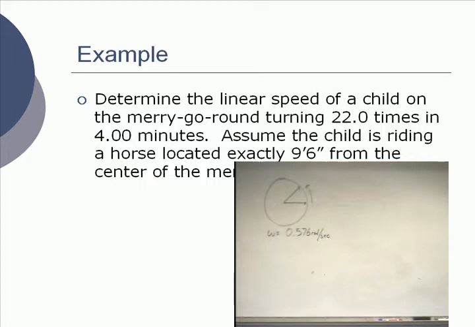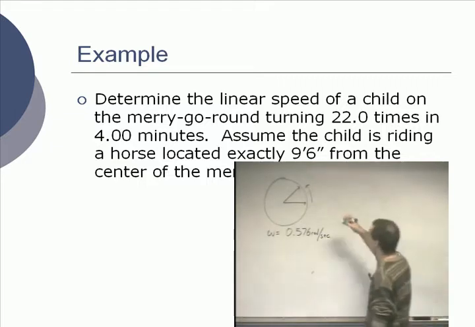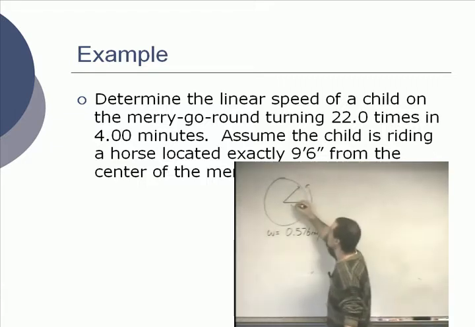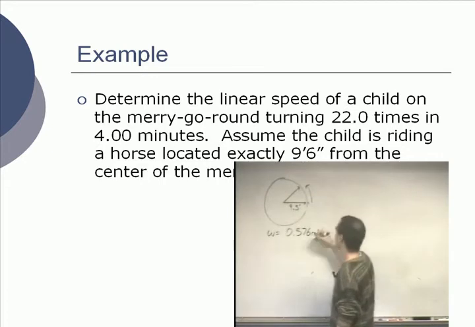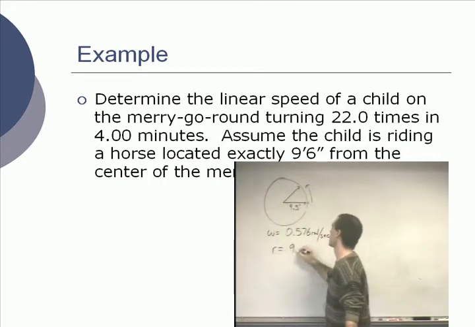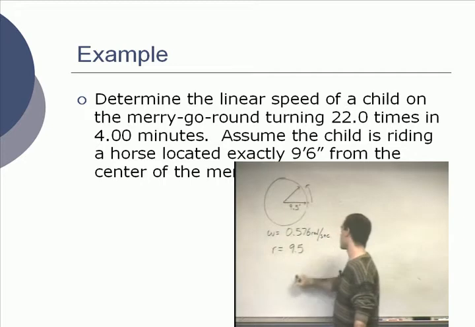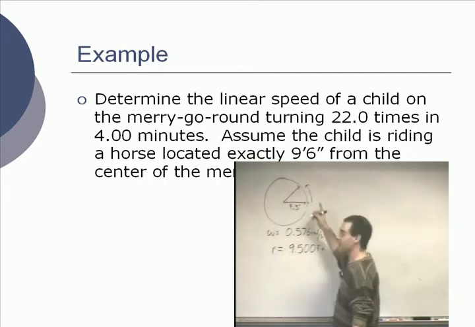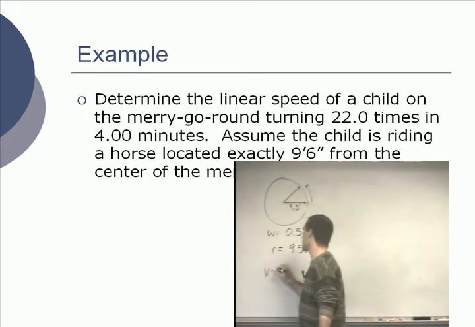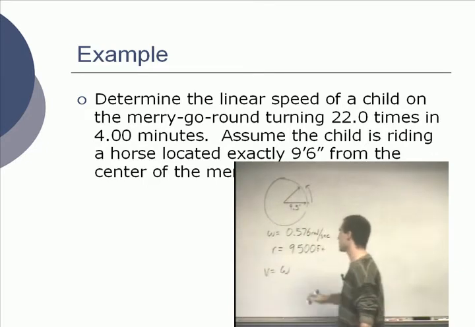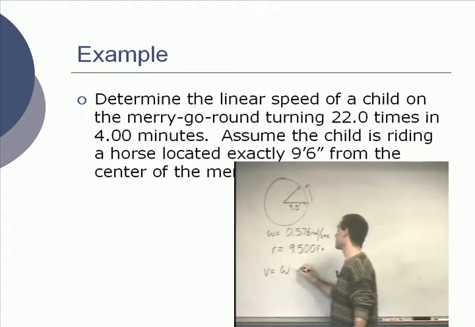Now, we're going to assume that little Sally is sitting on this horse, which is 9 feet 6 inches, or in other words, 9.5 feet from the center of the merry-go-round. It's 9.5 feet exactly, so we'll put some extra sig digs on there. So how fast is she moving? Well, our linear velocity is equal to our angular velocity times the radius.